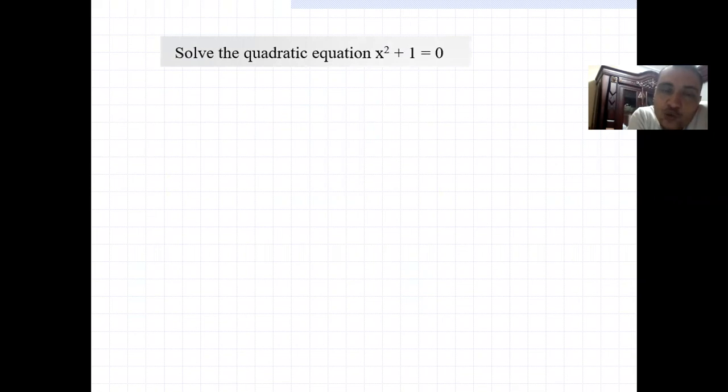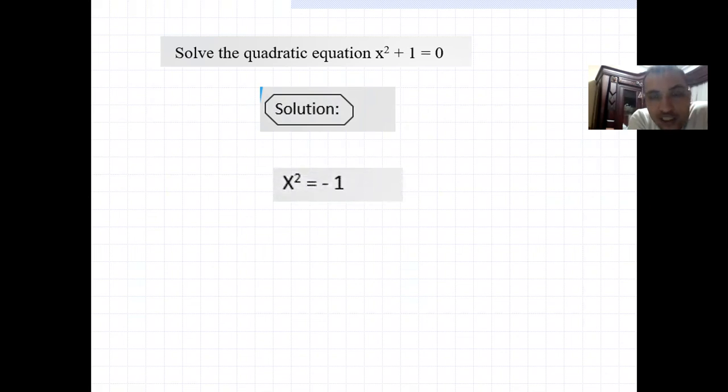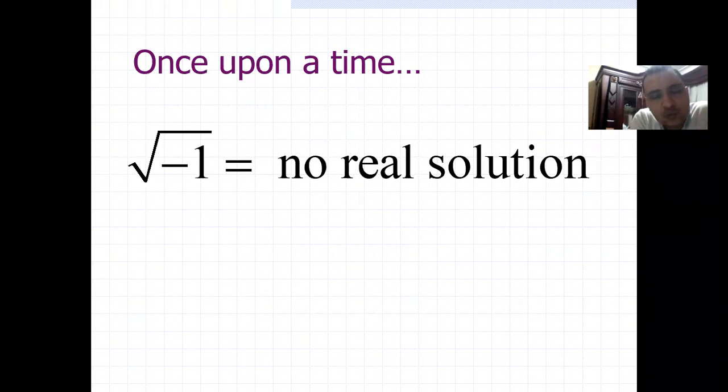If I ask you to solve the quadratic equation x squared plus 1 equals 0, you will isolate x squared on one side. It will be x squared equals negative 1. After that, to undo the square power 2, we're going to take positive or negative root of negative 1. But in fact, we know that root of negative 1 has no real solution. So the solution of this equation in real numbers is the empty set.